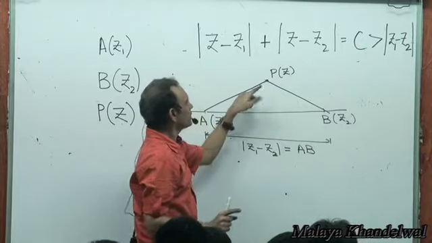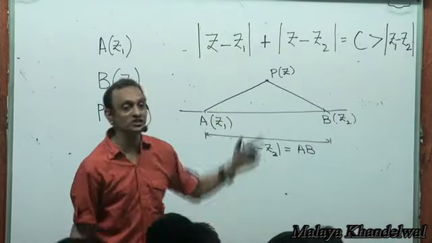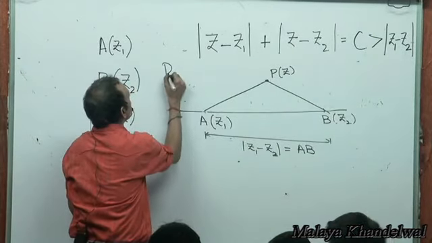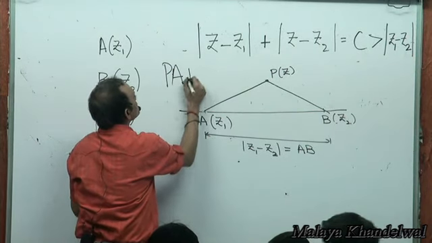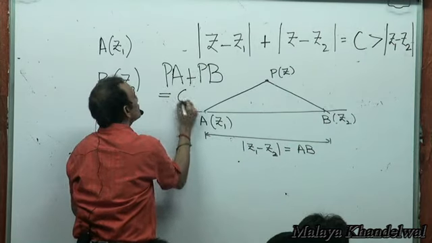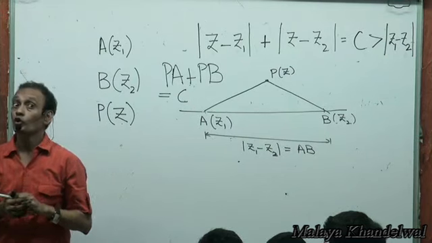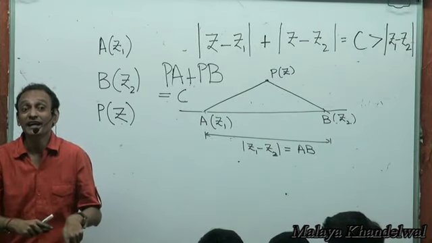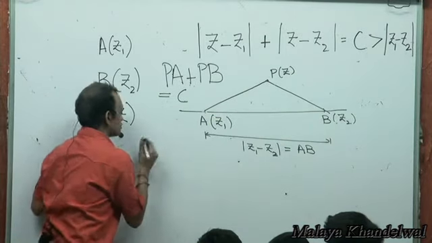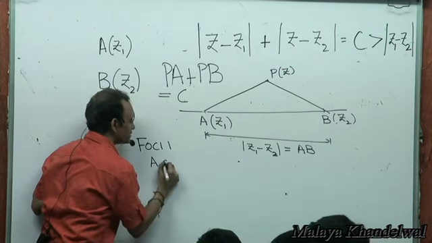Yes or no? P moves in a manner that the sum of its distances from two fixed points A and B is a constant, PA plus PB. The locus of P is such that the sum of its distances from two fixed points is a constant C. Locus of P therefore will be an ellipse, whose foci will be A and B. P will describe an ellipse with foci A and B, isn't it?